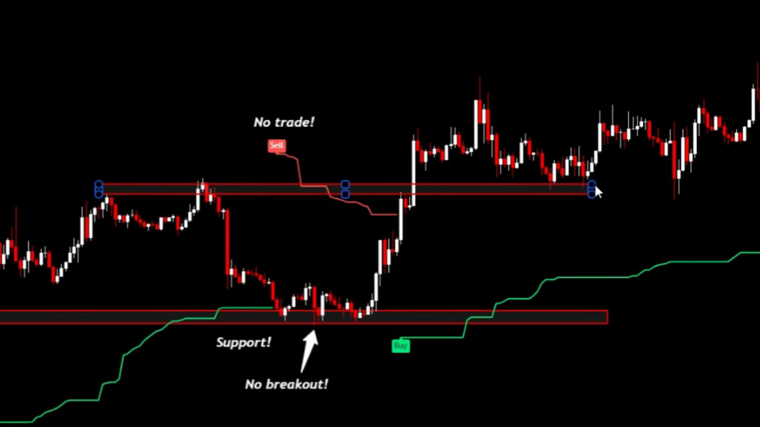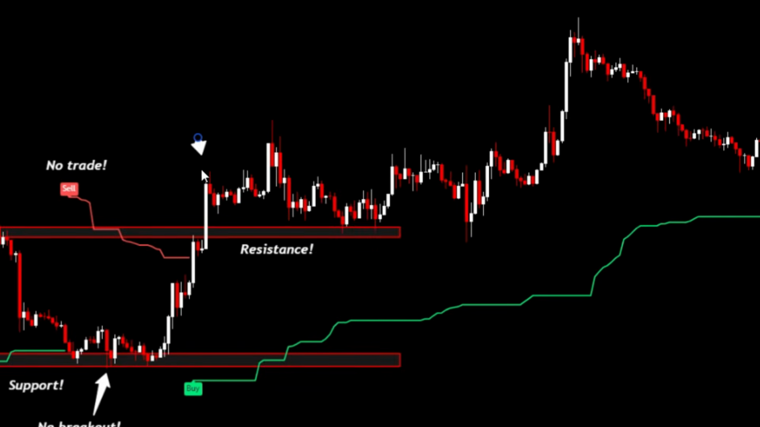This time we can draw a resistance zone using the major pivot points on the chart. Eventually, price breaks above that resistance with strong bullish candles. At this stage, price action is confirming the shift in momentum.